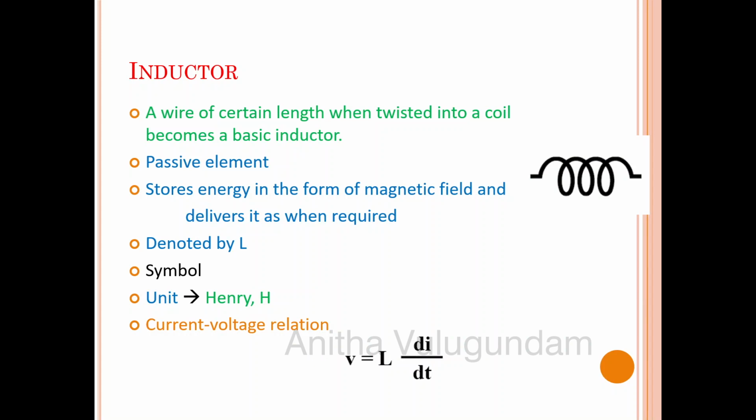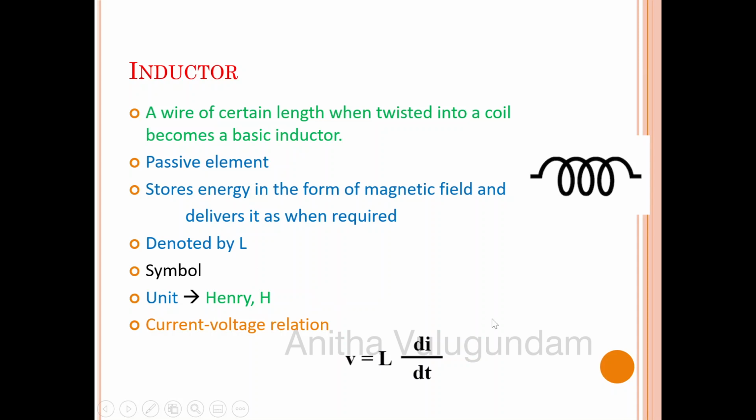Inductor. A wire of certain length, when twisted into a coil, becomes a basic inductor. It is a passive element, and inductor stores energy in the form of magnetic field and delivers it as and when required. It is denoted by the symbol L, and this is how we can show the symbol. Unit of inductance is Henry.